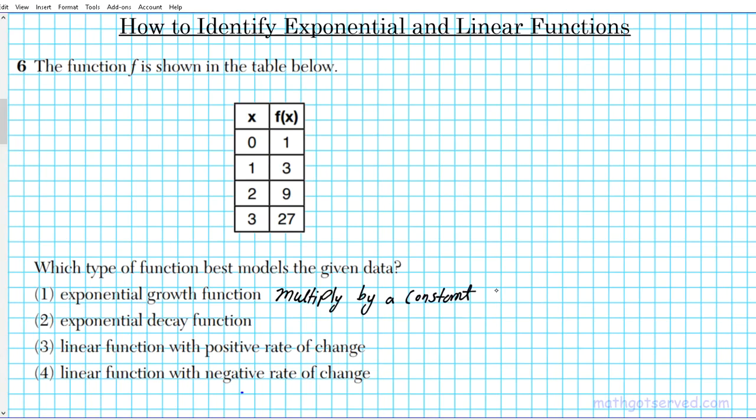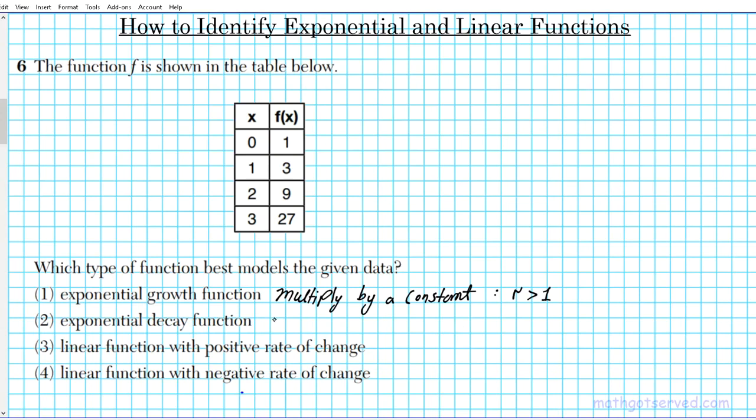Let's call that constant r, and that constant is always going to be greater than 1. Okay, so if you're multiplying by a constant, the same number over again, and that number is greater than 1, it will generate an exponential growth function.